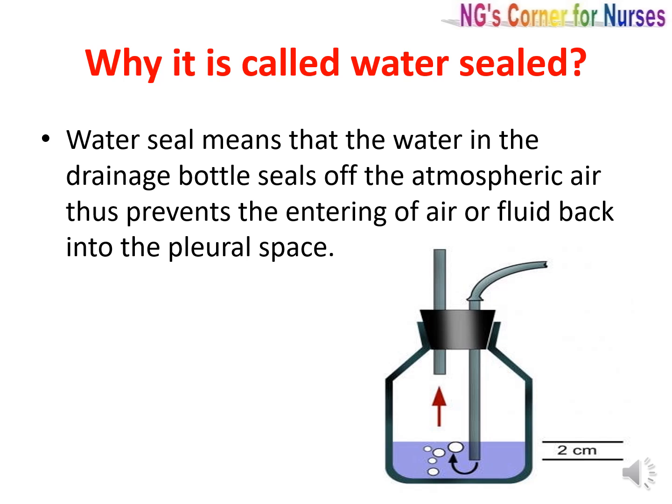Now comes the question, why it is called water sealed. Water seal means that the water in the drainage bottle seals off the atmospheric air, thus preventing the entering of air or fluid back into the pleural space.